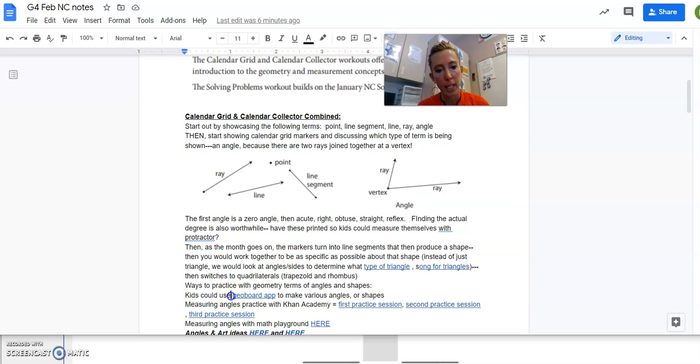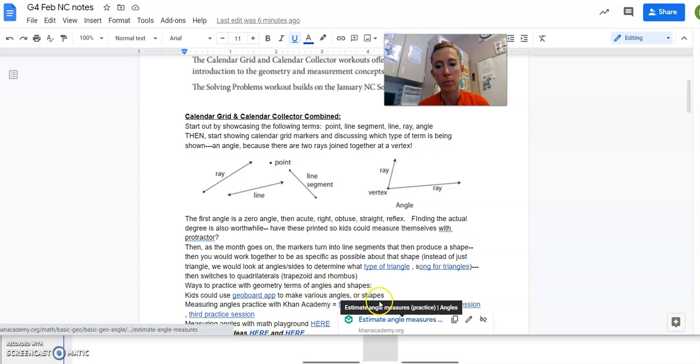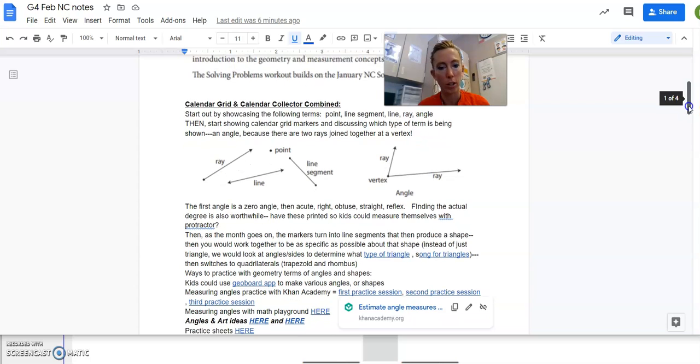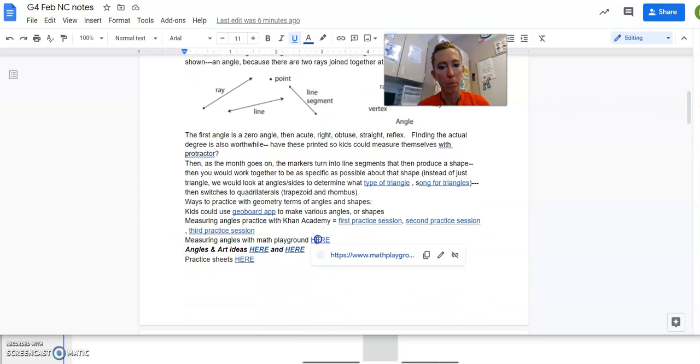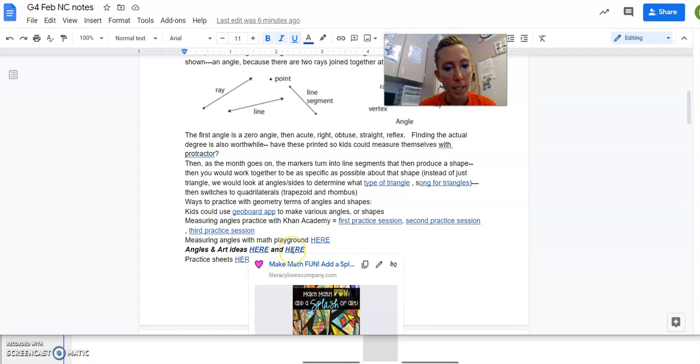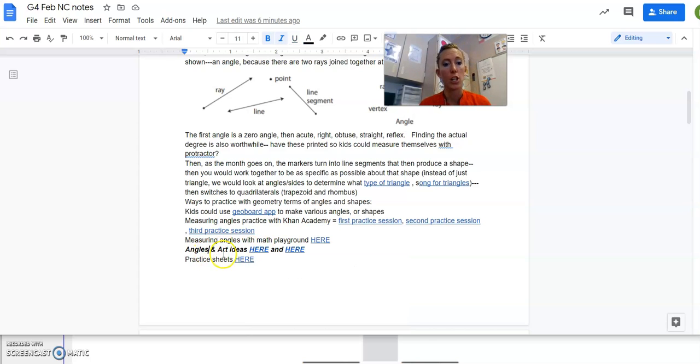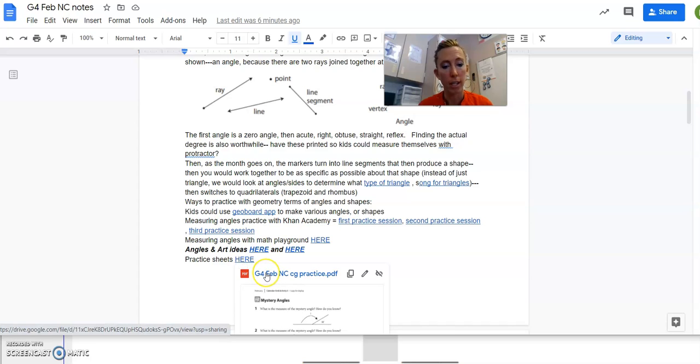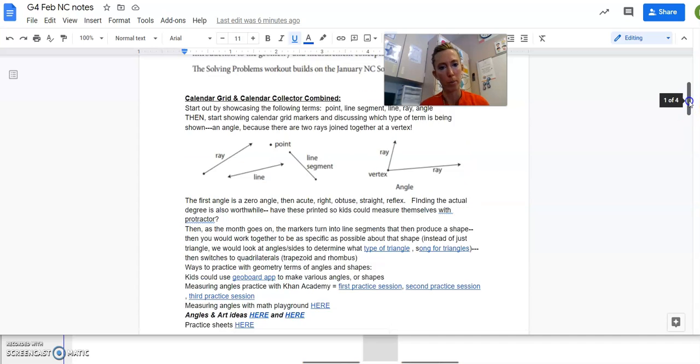Throughout the month, you could have the kids, after showing the calendar grid marker and talking through that geometric language, use the GeoBoard app or a GeoBoard and make various angles or shapes. You could have them go on to Khan Academy again and use these practice sessions to practice with angle measurement. Math Playground has a good angle measurement right here. Last year, I sent some ideas on some iArt ideas for angles that you could do. And then these are the practice sheets given in Bridges number corner for February for angle stuff, if you want to make use of those.